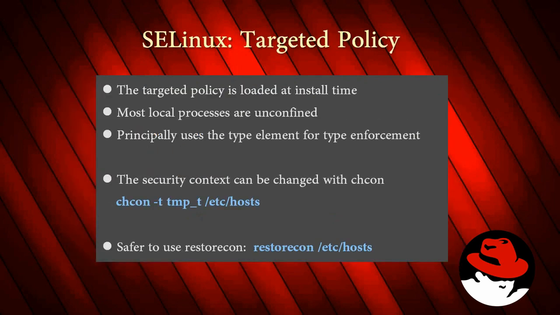SELinux could be used for targeted policy setting. The targeted policy is loaded at install time. Most local processes are confined. Principally, it uses the type element for type enforcement. The security context can be changed with chcon, with the command chcon -t temp /etc/host. The safer way is the restorecon command, by writing restorecon /etc/host.